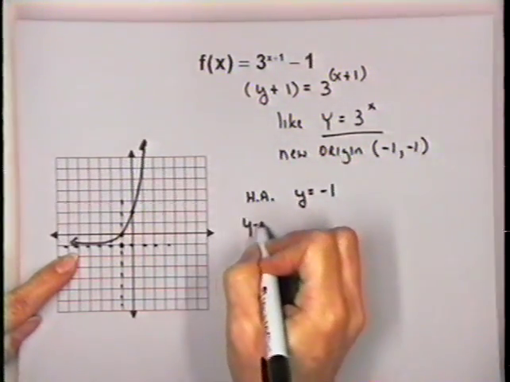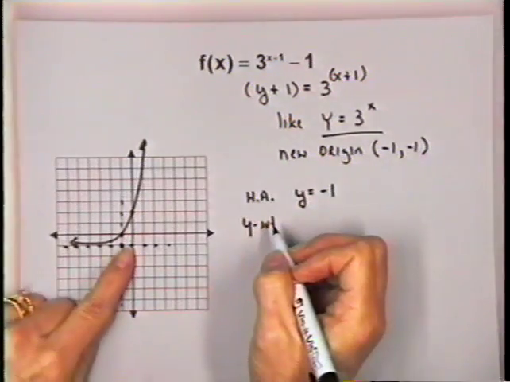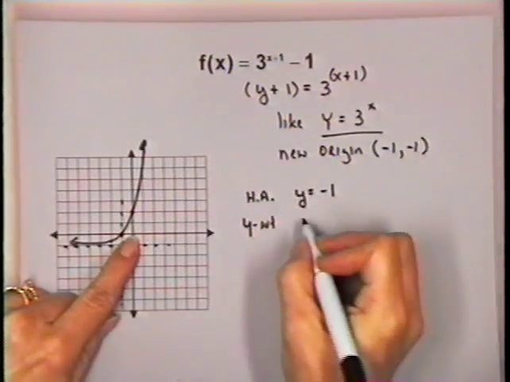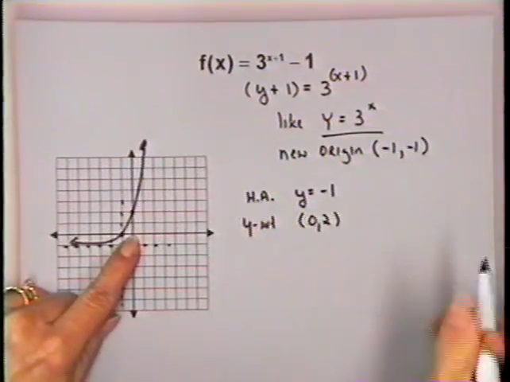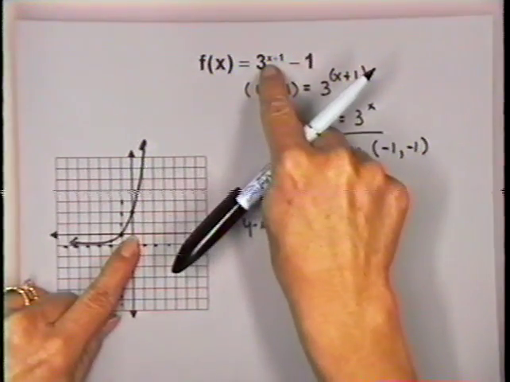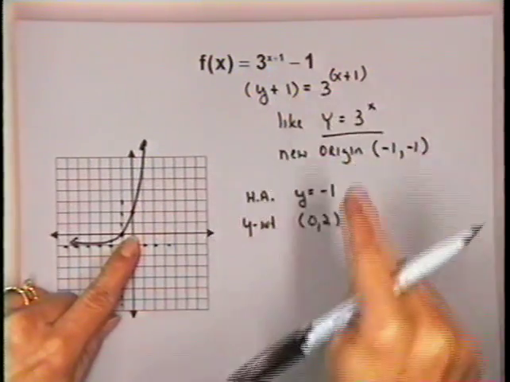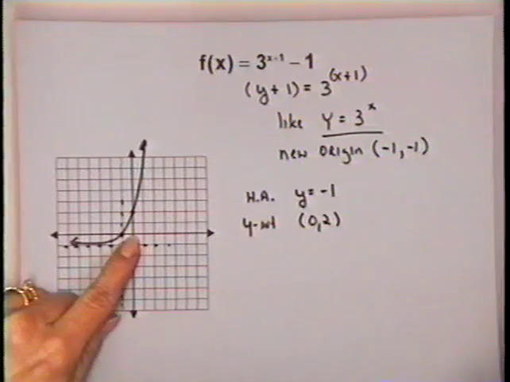What is my y-intercept? Well, let's see on my graph. Now, go back to the original origin here. It looks like 0, 2, doesn't it? Let's see if that's confirmed up here. If x is 0, I have 3 to the first power is 3. Minus 1 is 2. So that's exactly correct, isn't it?